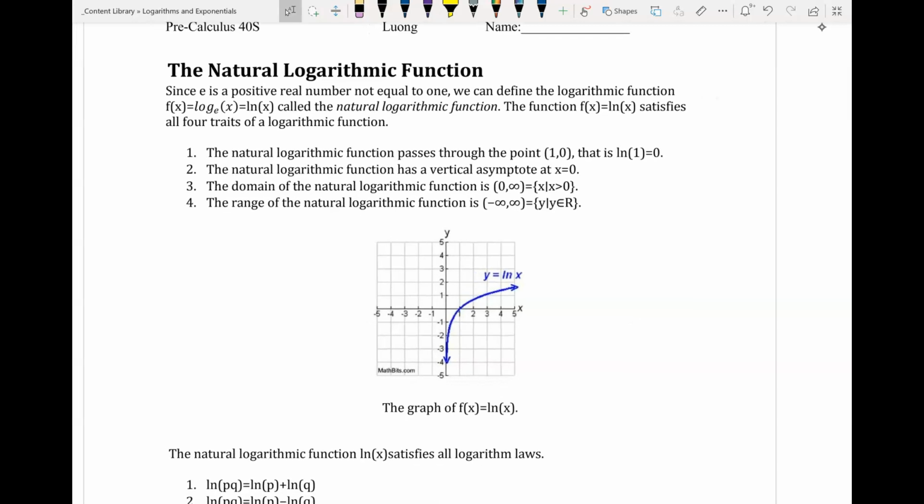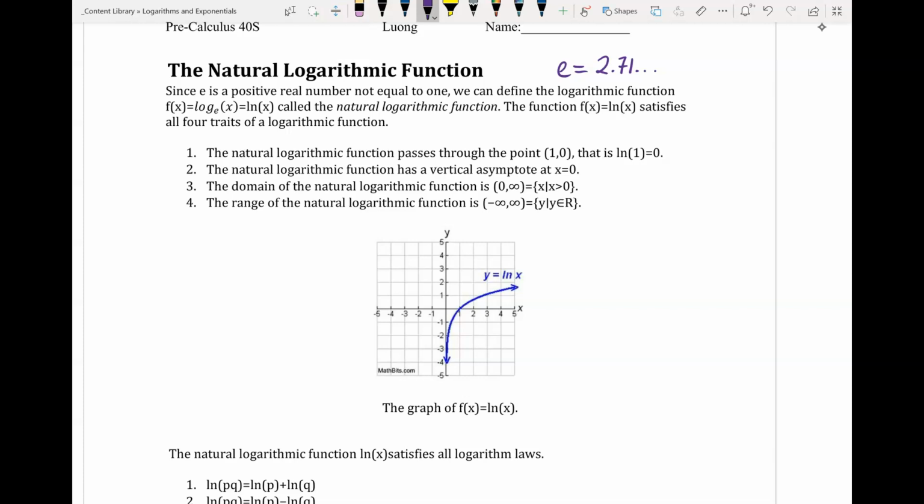Welcome to our natural logarithmic function lesson. So our natural logarithmic function is a special type of log function where your base is e. And e is just a special number, just like how pi is. And it's usually 2.71, and then a bunch of other numbers after that.